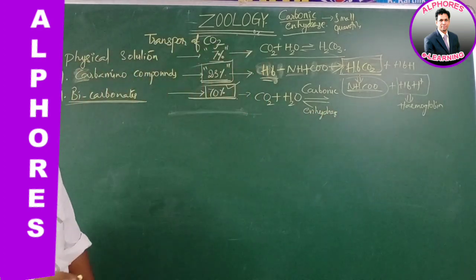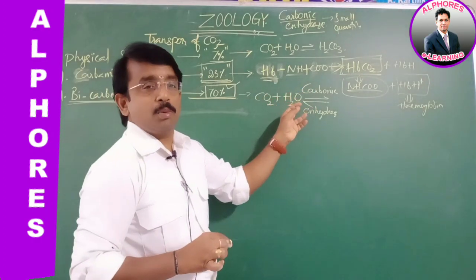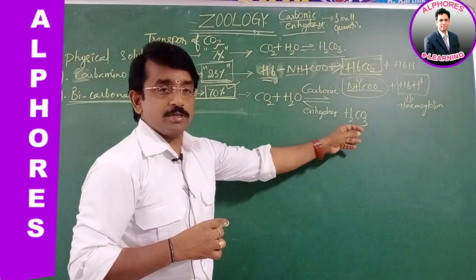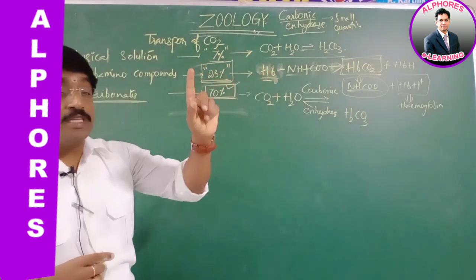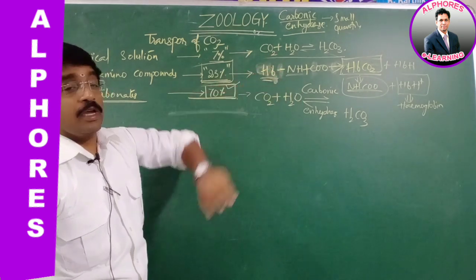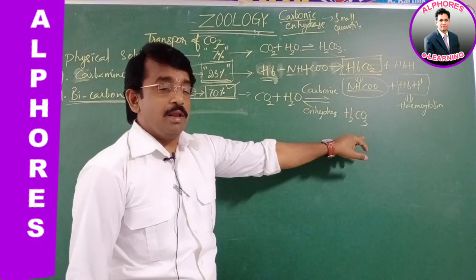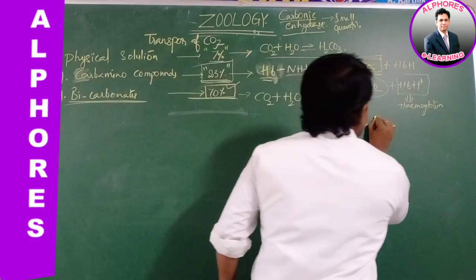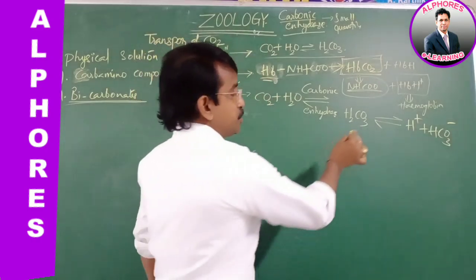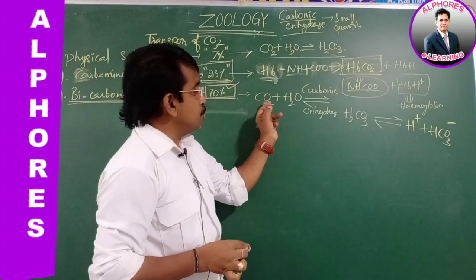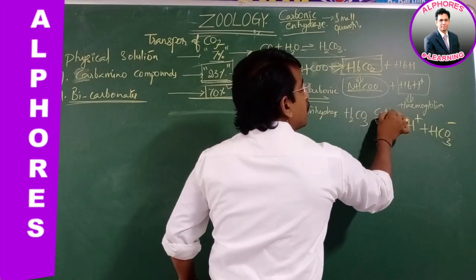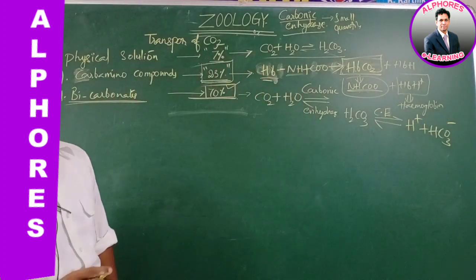So, in the RBC, in the presence of carbonic anhydrase, carbon dioxide combines with the water and forms H2CO3, carbonic acid. Carbonic acid in RBC is unstable. Unstable in the sense that it does not remain as it is, unlike the carbonic acid in the plasma. Here it is not stable, so immediately it breaks down further into H plus and HCO3 minus. That is, CO2 plus H2O in the presence of carbonic anhydrase forms carbonic acid, and in the presence of carbonic anhydrase again, it breaks down into H plus and HCO3 minus.